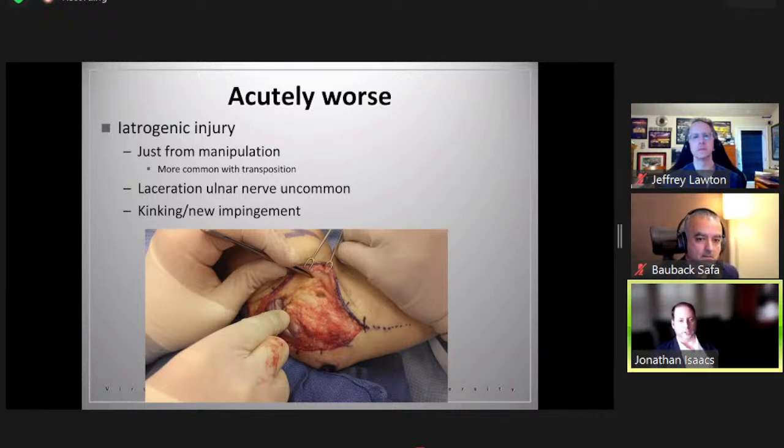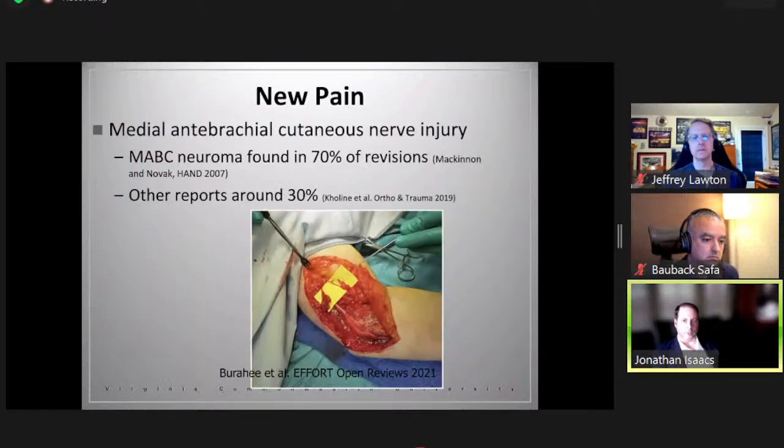You have got to consider, as you've already heard, the potential of iatrogenic injury. And that doesn't mean that you have to assume the nerve was cut. And in fact, while ulnar nerve lacerations can occur, it's actually quite rare. But just by manipulating the ulnar nerve, you can elicit a neuropraxic response. And what I would argue probably is the most common thing that we see is the nerve has been transposed, and now you have new iatrogenic kinking or areas of impingement.